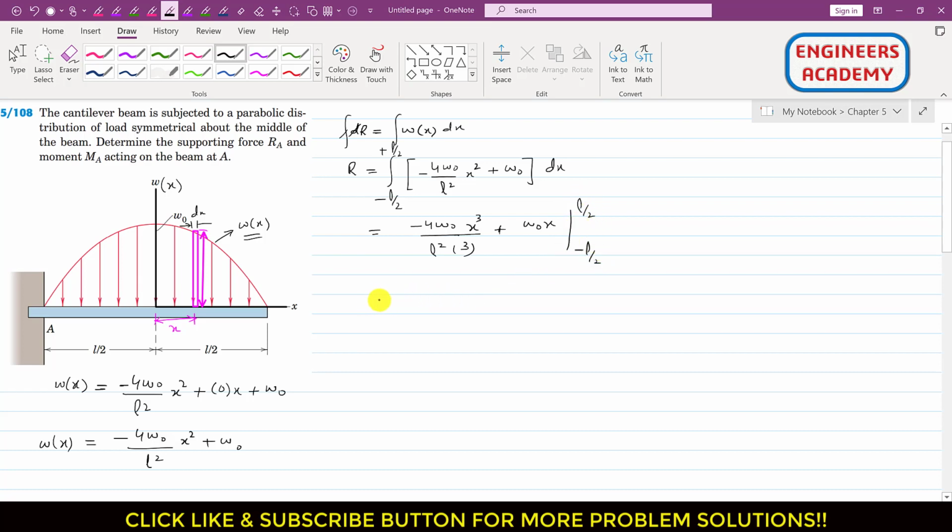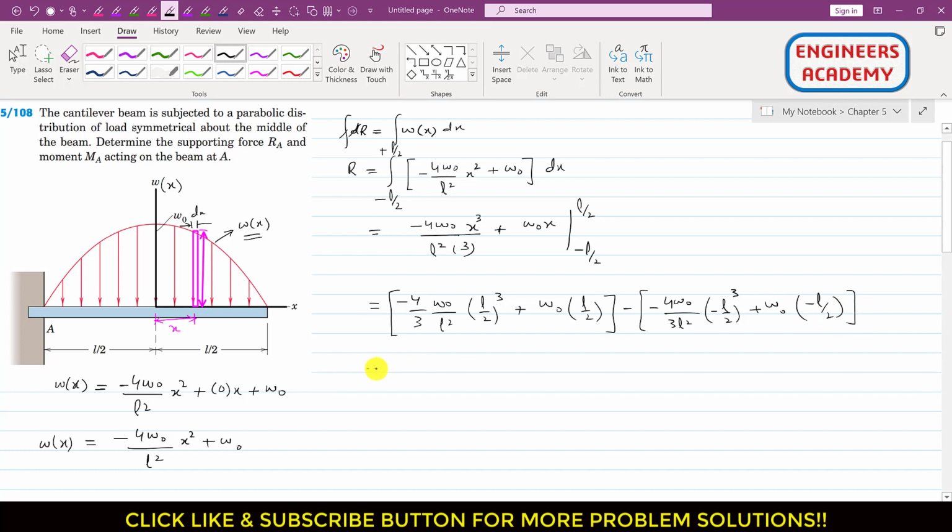So now if we put these boundary conditions, this is minus 4 divided by 3 omega naught by l square, and this is l divided by 2 to the power 3 plus omega naught into L divided by 2, minus 4 omega naught divided by 3 L square, and now we have to put minus L divided by 2, and this is plus omega naught minus L divided by 2.